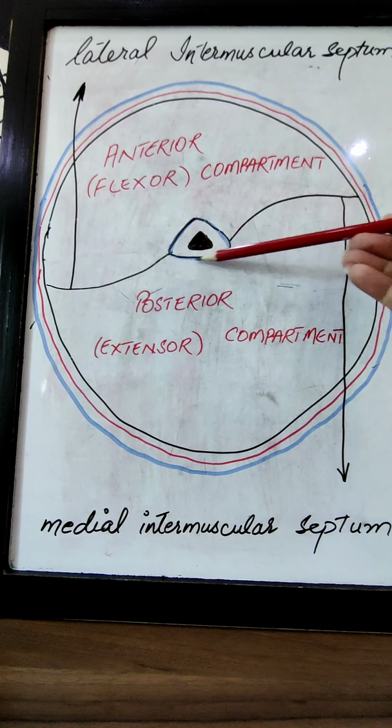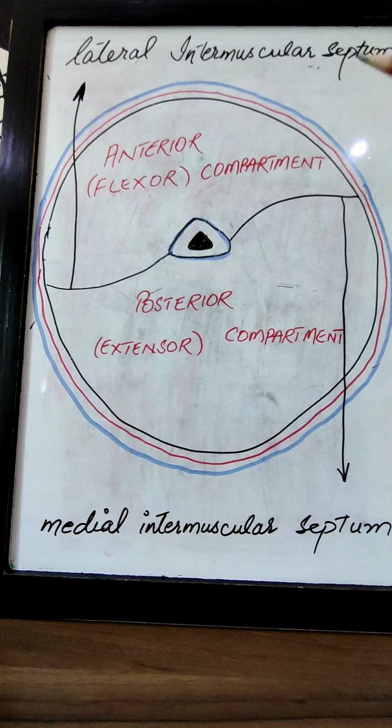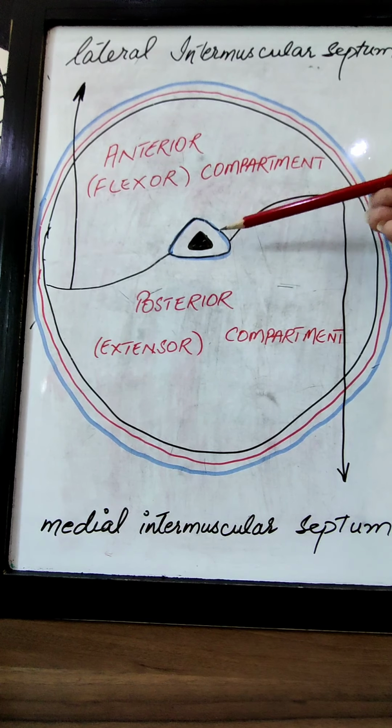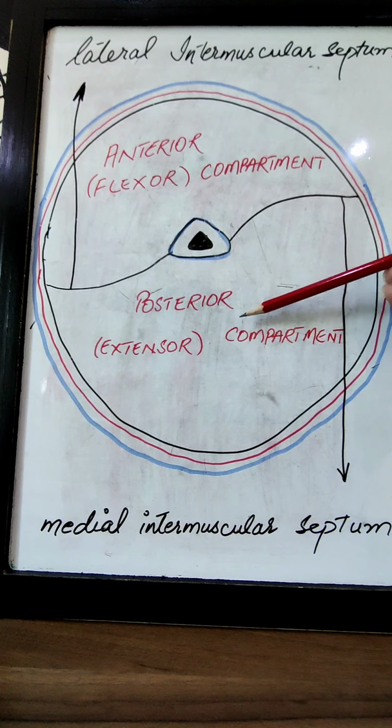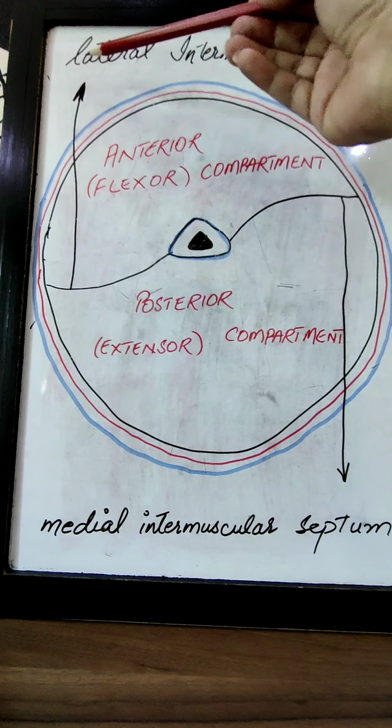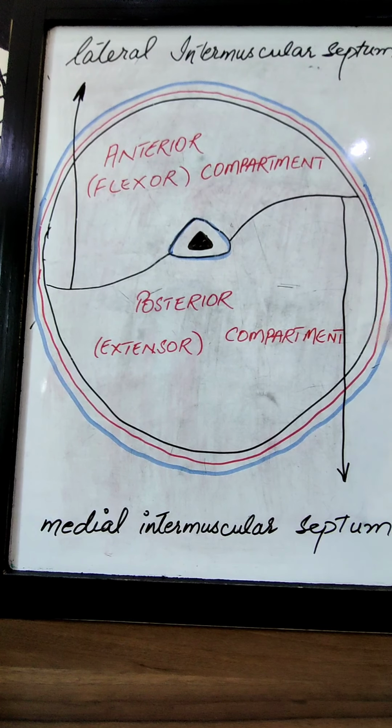So this in the center of the arm is the humerus, right? So that is the only bone in this region. So the deep fascia has extensions going to the humerus on either side of the humerus, and thereby dividing this region into an anterior and a posterior compartment. On the lateral side, this intermuscular septum is known as the lateral intermuscular septum, and on the medial side, this is known as the medial intermuscular septum.